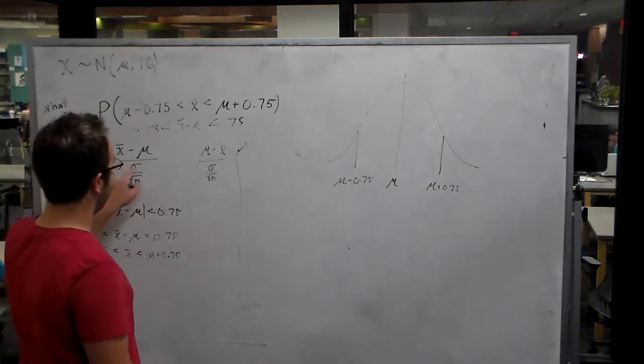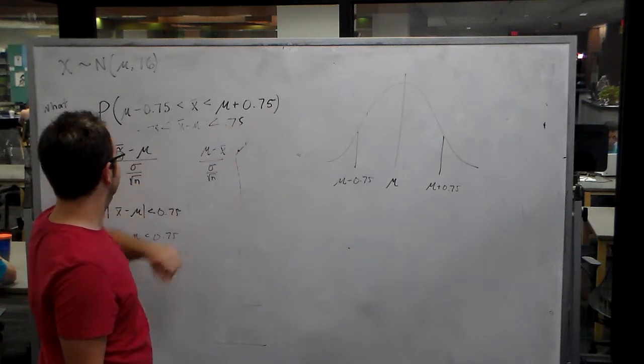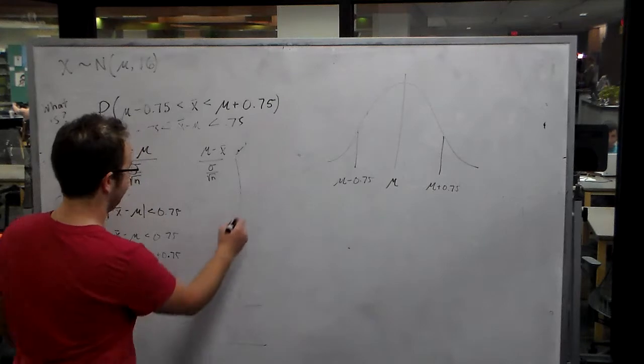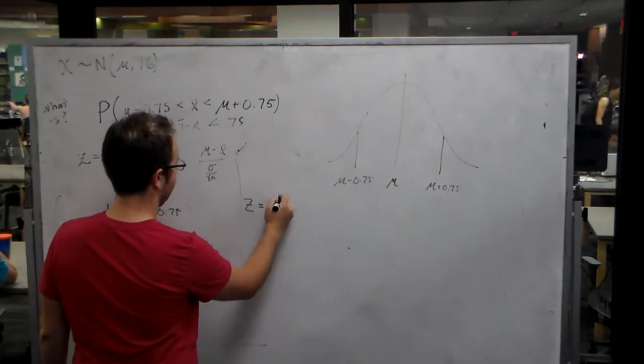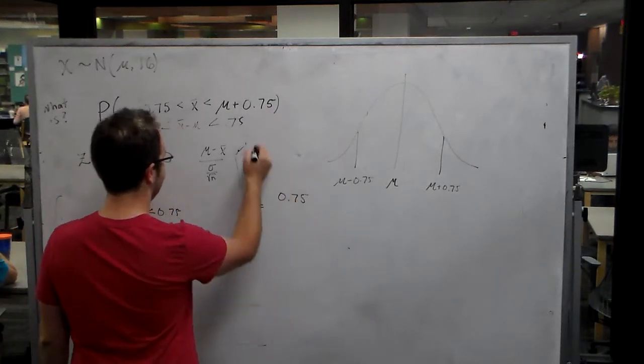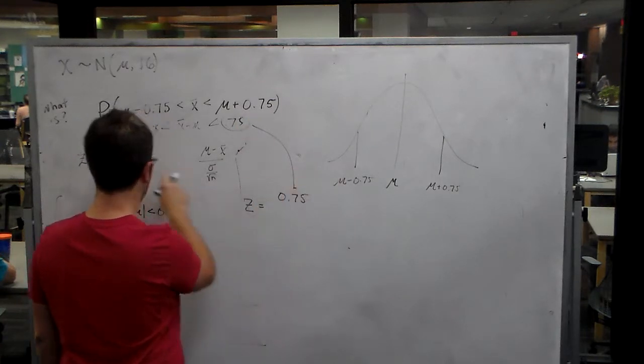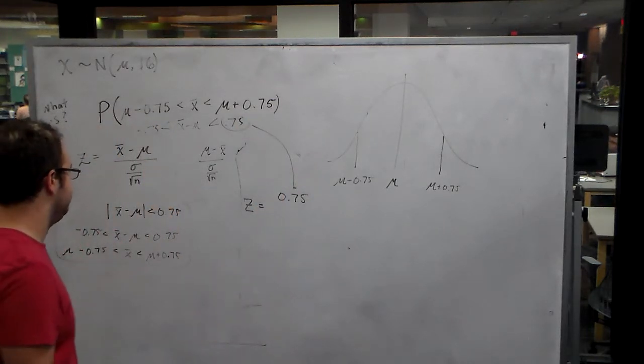Well, we're going to take this value, 0.75, and put it in the numerator of this x bar minus mu expression, and set up our z-score.